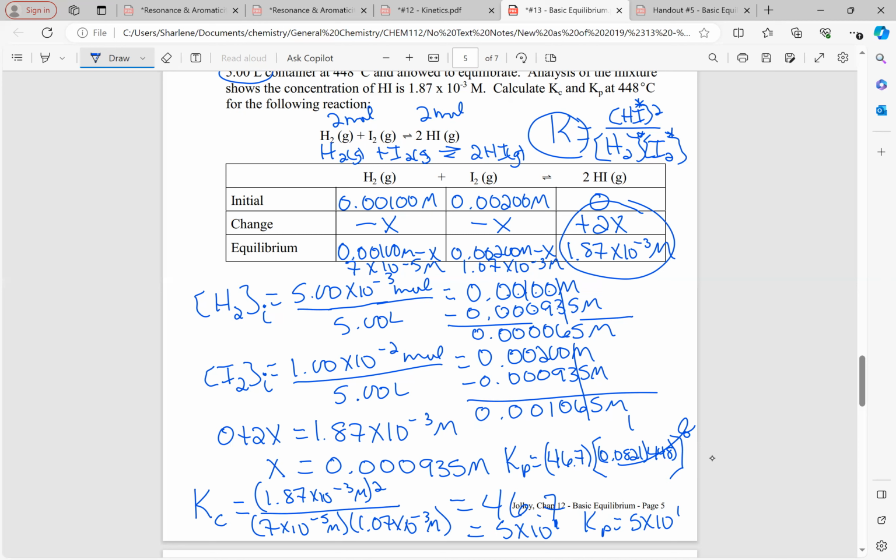Did I give you information so you could find x from the table, or are you going to have to plug them all into the equilibrium expression? And that's why the problems look like they're unique. None of them are unique. They're pretty much the same problem over and over and over. It's just which variable or which piece are you looking for?